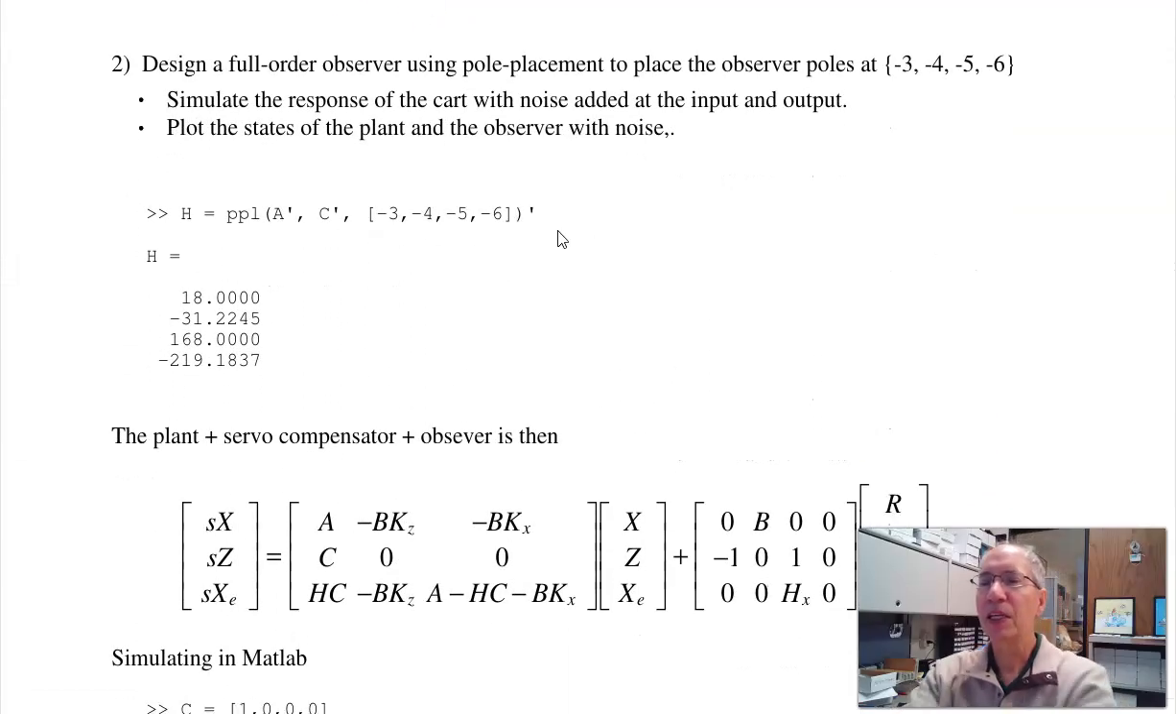Problem 2 is, suppose I can't measure all the states. I can just measure position and angle. Use pole placement to find a full order observer. Now, a problem I have with full order observers is I don't know what to do with more than one input. So pick an input that's controllable. I chose position. That's my C matrix. Here's a pole placement, and there's H.